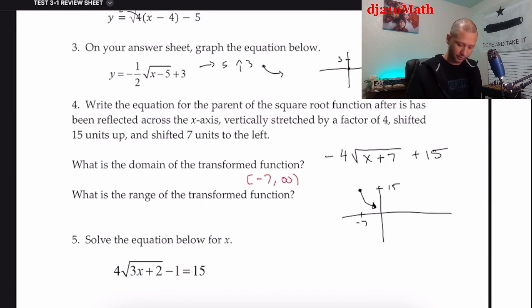The range is going to start at, well, it's going to start at negative infinity and go up. Typically, visually looking at this, you're saying, okay, well, it's at 15 and it's going to go down towards negative infinity. Yeah, I agree. However, when we write this, you always want to write the smaller numbers to the left. So negative infinity is definitely the smallest it could be, and it's going to go all the way up to including 15. Brackets.